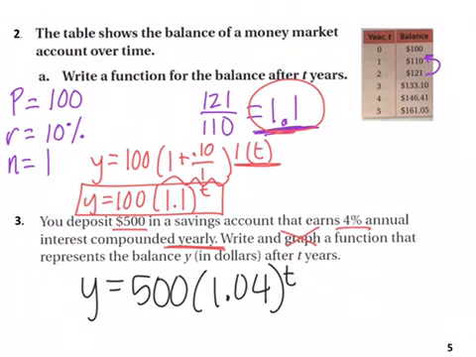All right, so this is the answer that you should have gotten. It is earning 4% annually. So by multiplying our $500 by 1.04, that's going to show our growth. And then we do not know a year yet, so we're going to plug in T for years. And that's what you should get.